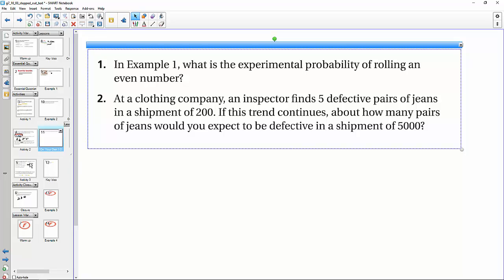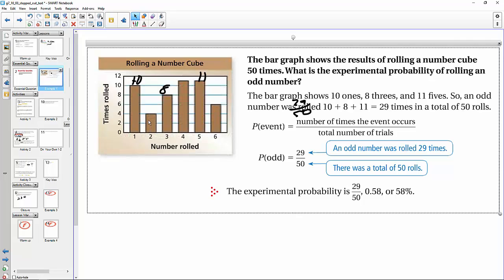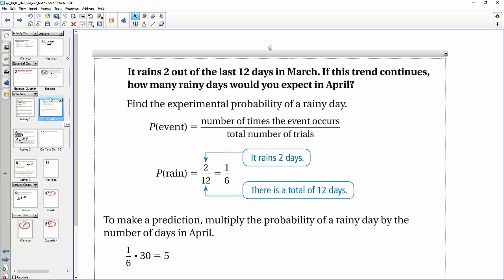Example 1, what's the chance, the experimental, of rolling an even number? So example 1 again. So an even number would be 4, 11, and 6. So 4 and 6 is 10, plus 11 is 21. So 21 out of 50.